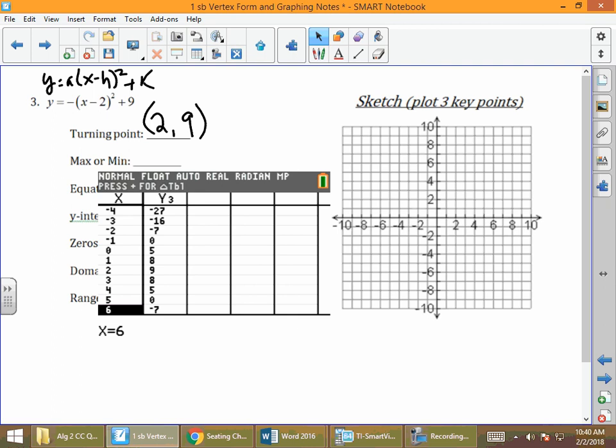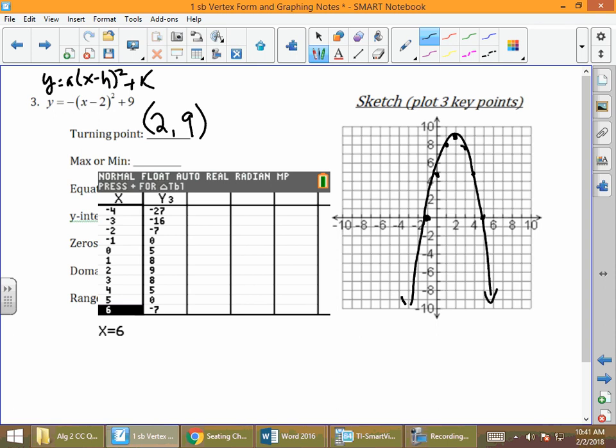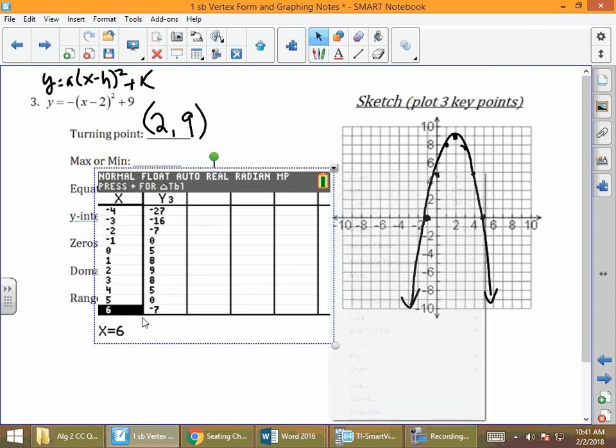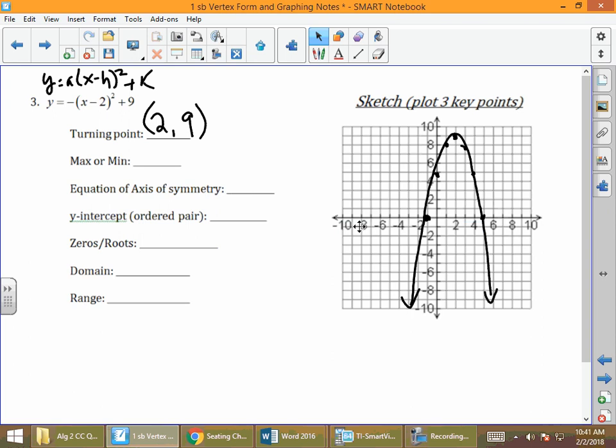So -1, 0; 0, 5; 1, 8; 2, 9; 3, 8; 4, 5; and 5, 0. And I know there's a lot more than 3 there, but that gives us a lot of information about our picture. Because what we also want to know is, now, is our turning point a maximum or a minimum? Is our turning point a maximum or a minimum? It's a high point. It's a max.